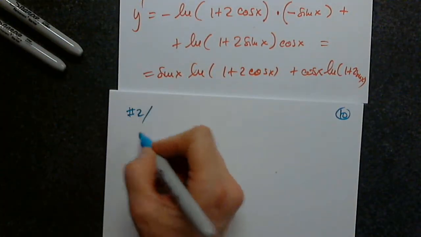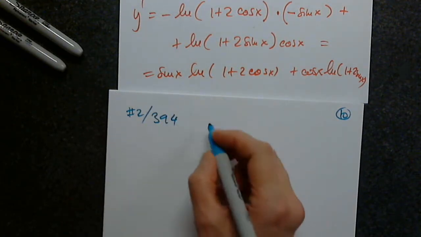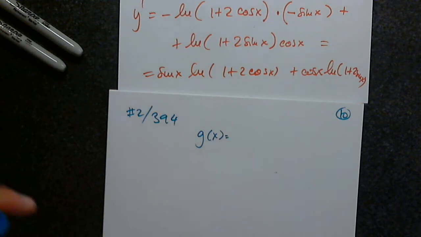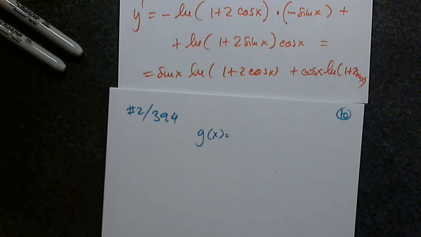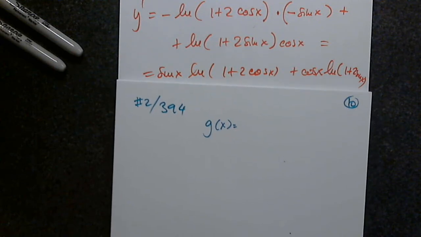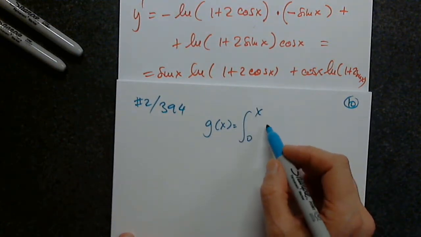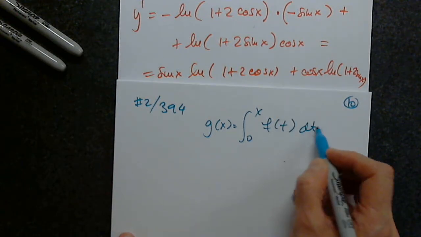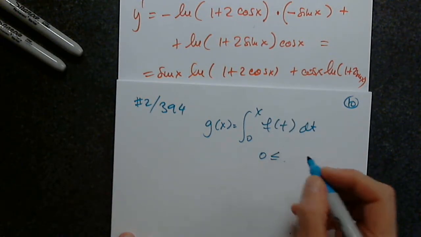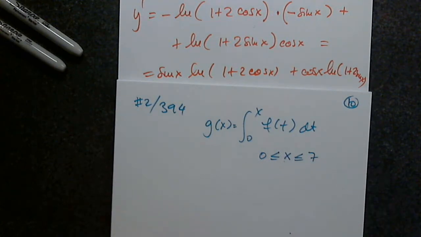So this was problem 2 on page 394. We're given g of x equals the integral from 0 to x of f of t dt, and we were told that 0 is less than or equal to x, less than or equal to 7.